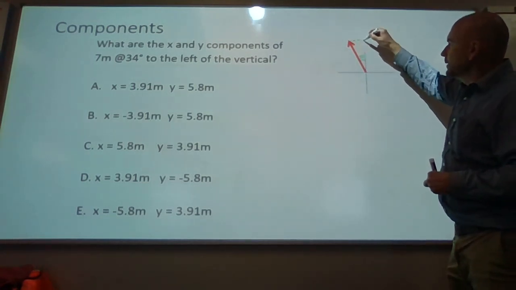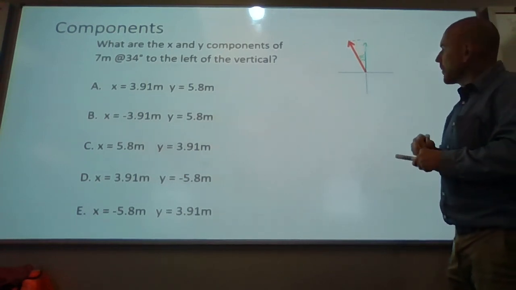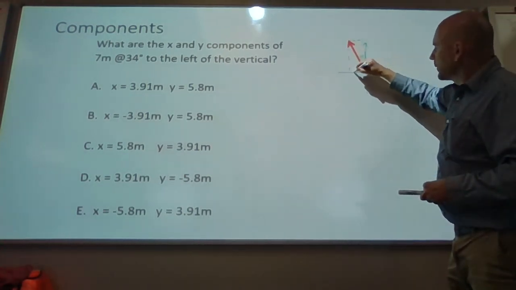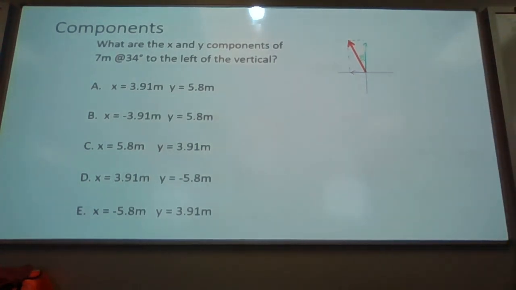Here's 34 degrees. Here's a y. Here's our x. Is everybody good with B? Bouncing buffaloes.